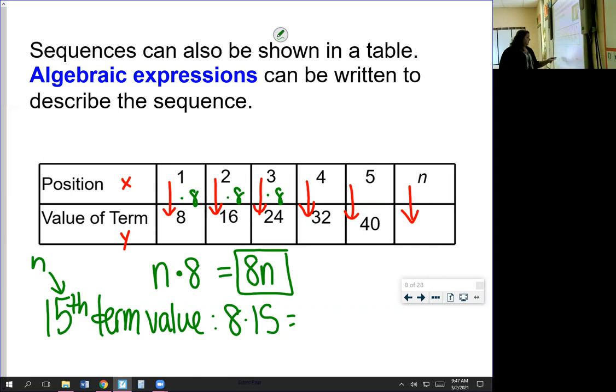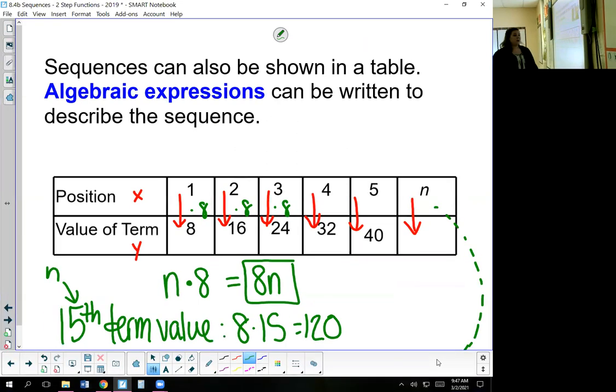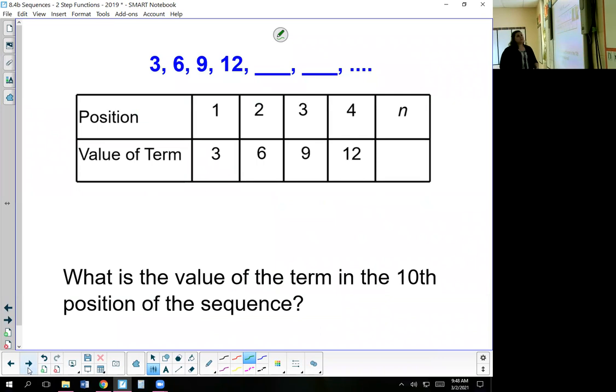So if I'm in the 15th position, what is the value of that? You use the algebraic equation. So this would be a 0, carry the 4, 120. So literally, if I continued on this pattern, keep on going, keep on going, I should get to 120. Okay? Same thing here. This right here, this is the first position, second position, third position, fourth position.